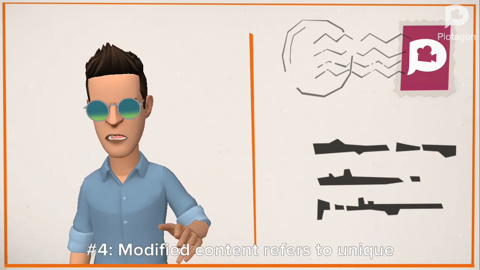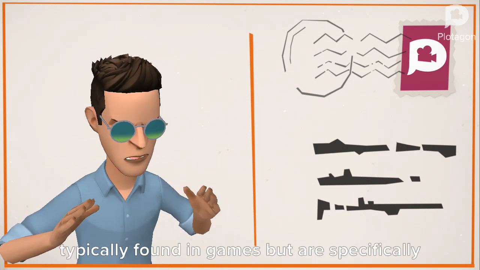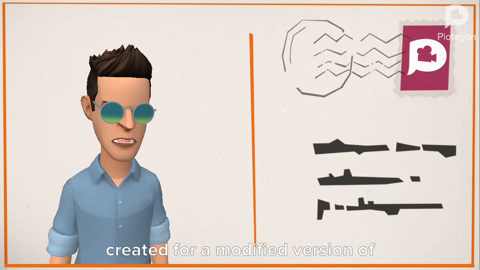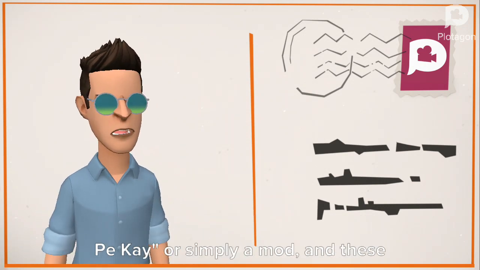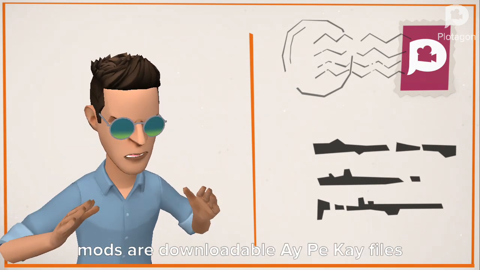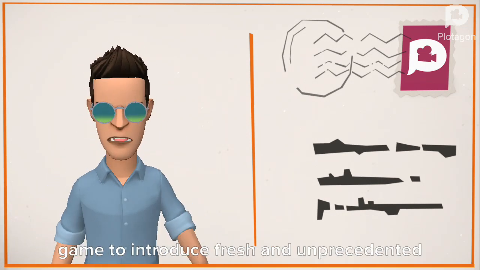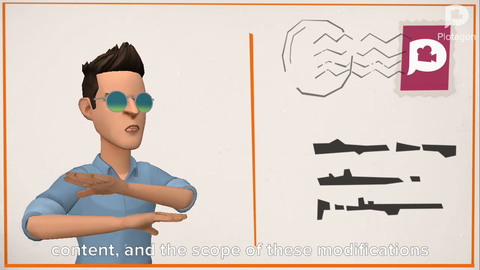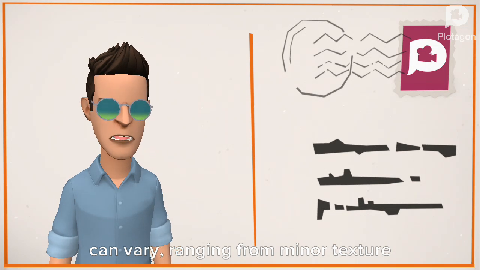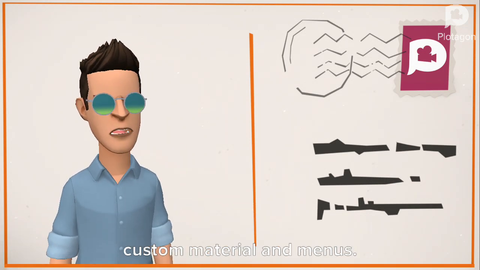Number 4. Modified content refers to unique and custom-made elements that aren't typically found in games, but are specifically created for a modified version of Level Maker, known as a modded APK or simply a mod, and these mods are downloadable APK files that modify certain aspects of the game to introduce fresh and unprecedented content, and the scope of these modifications can vary, ranging from minor texture alterations to addition of unused custom material and menus.